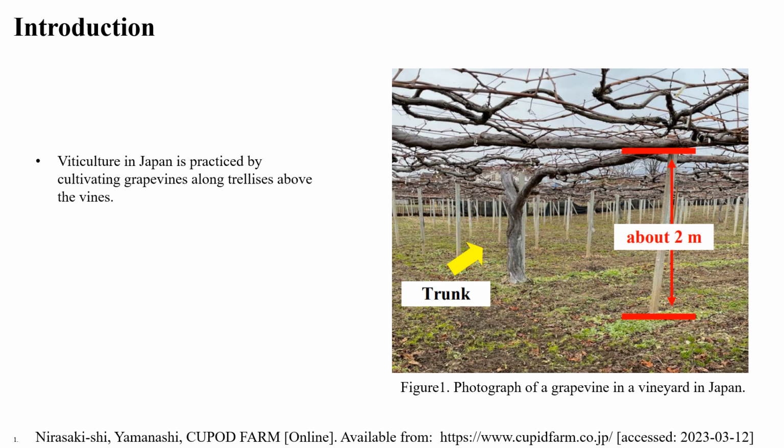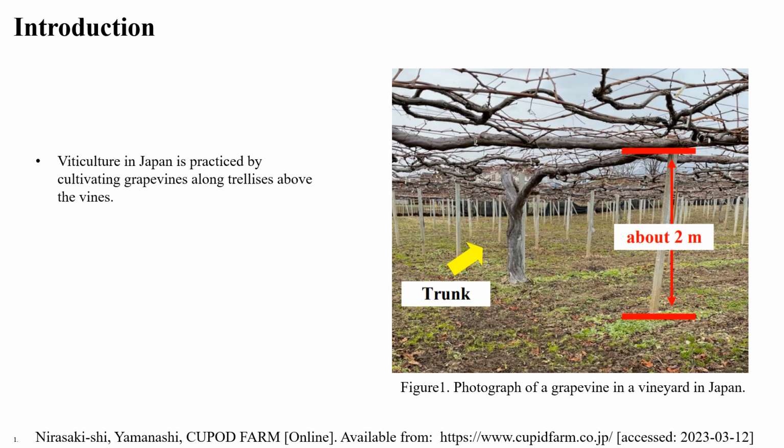First, introduction. Viticulture in Japan follows a unique practice where grapevines are cultivated along trellises positioned above the vines. As illustrated in Figure 1, you can observe a vineyard with branches, or cordons, extending outward from the main trunk of the grapevines. These cordons are supported by a trellis system that stands approximately 2 meters above the ground. In order to produce the most flavorful grapes and manage nutrients effectively, it is crucial to monitor the number of shoots emerging from these cordons.